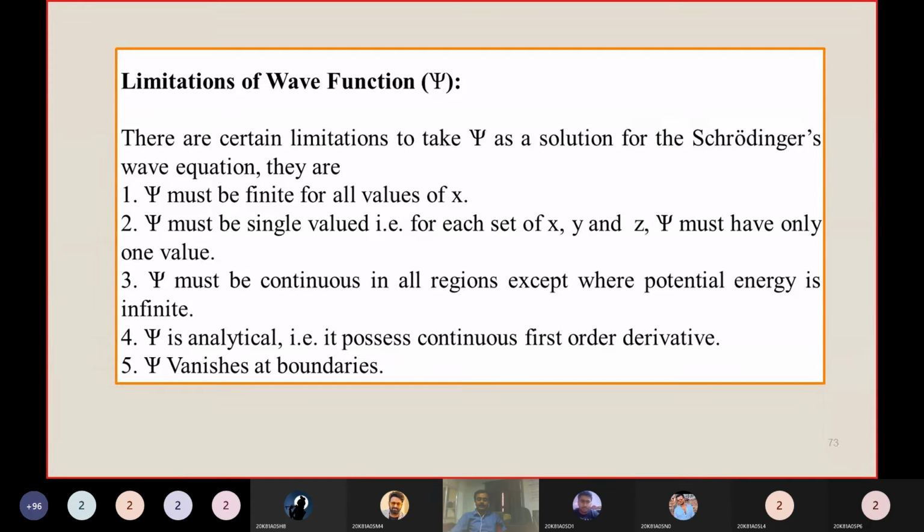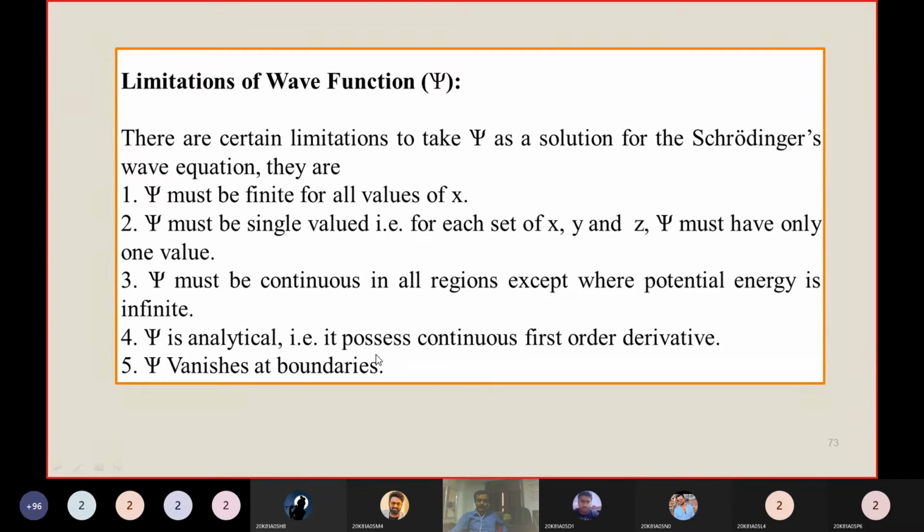What does that mean? If you take an atom, what happens inside the atom? The electron will revolve and move inside, but it will not cross the boundary. If you give external energy, only then will it cross the atom. That means the boundary acts as a potential. So psi must be continuous inside, but for infinite potential it is not continuous.